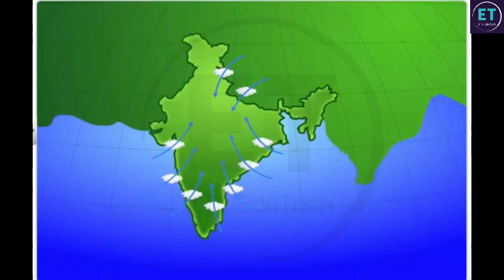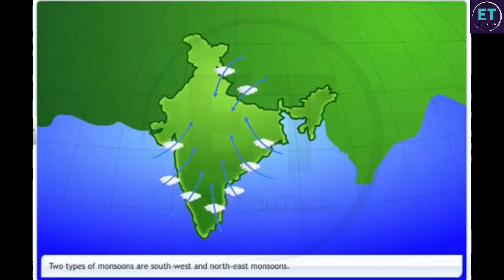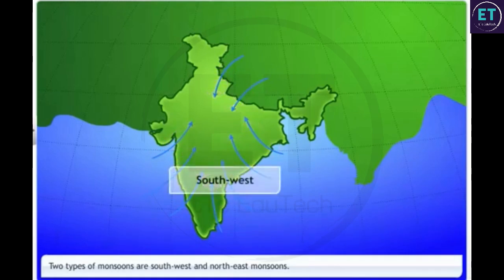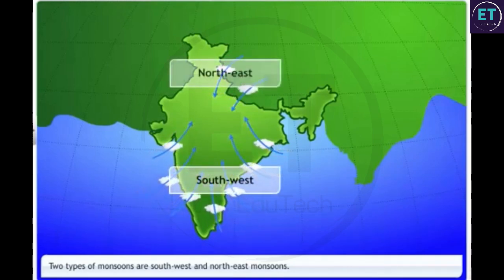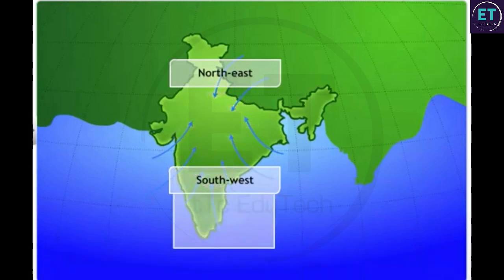In many parts of India, rain is brought by seasonal winds called monsoons. There are 2 types of monsoons, southwest and northeast. Southwest monsoons brings the maximum amount of rainfall for India.